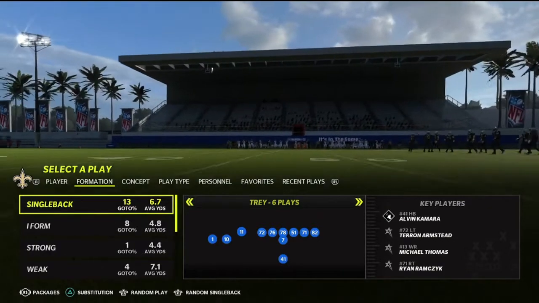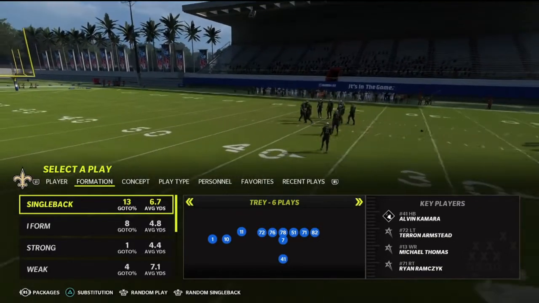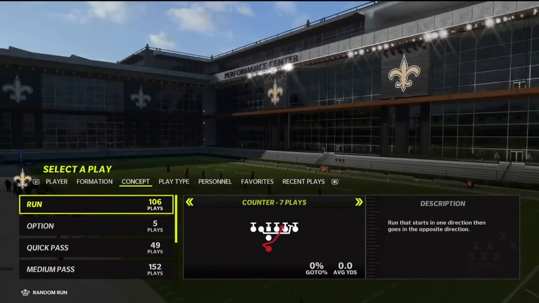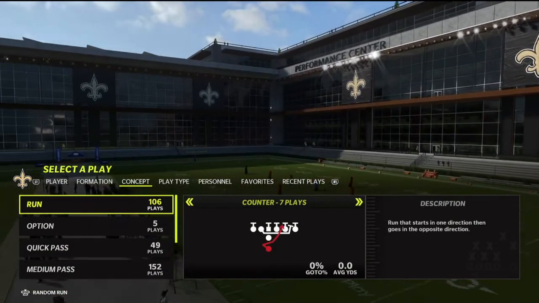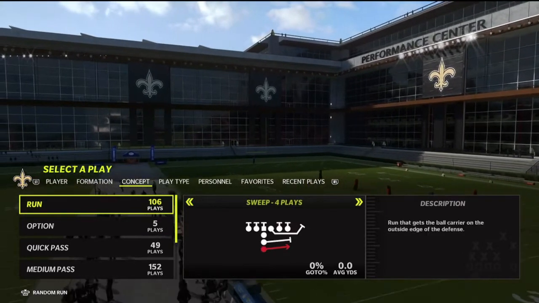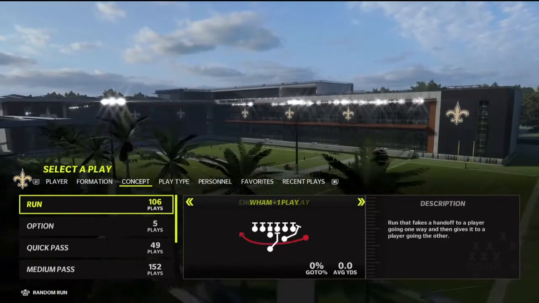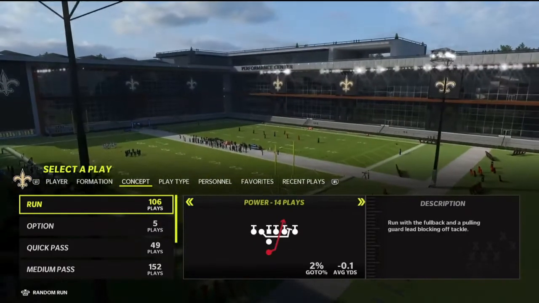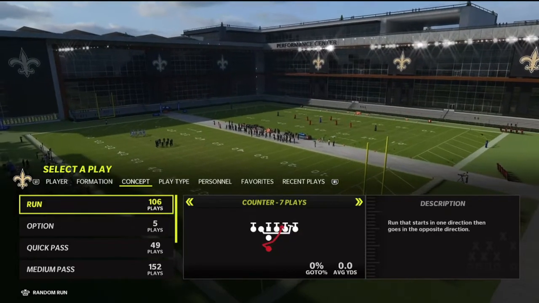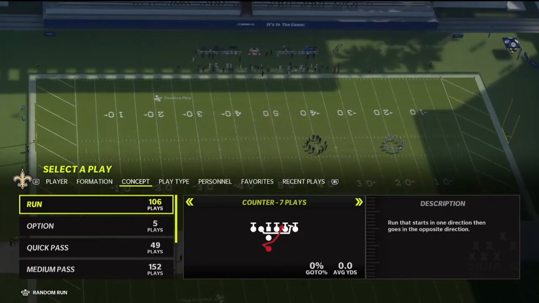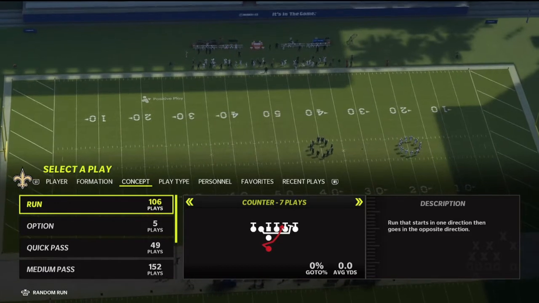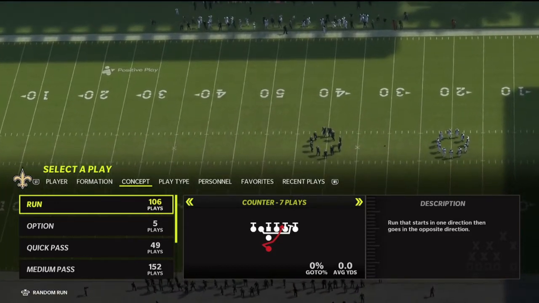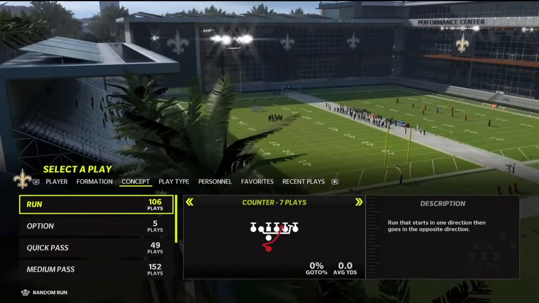So, concepts. This is where it's going to get a little tougher to kind of break it down. So, concepts. We also count runs in this. So, this is basically what we're looking at. Counters, draws, sweeps, traps, whams, end arounds, jet sweeps, inside zones, ISOs, power, outside zone. So you can see there's a lot of different run concepts in this. This is the New Orleans Saints default playbook, by the way. I'm not using a custom playbook in this. I'm simply just showing you all the concepts that are available.